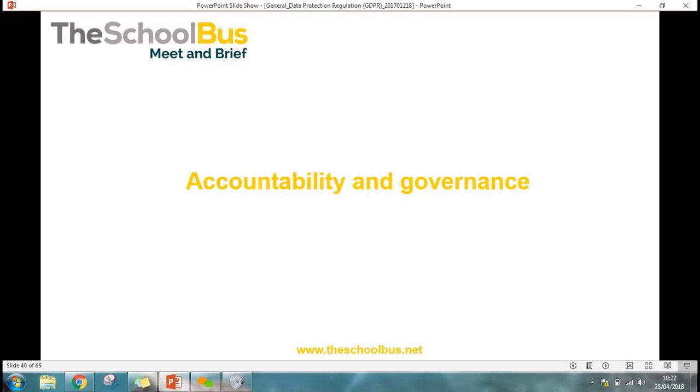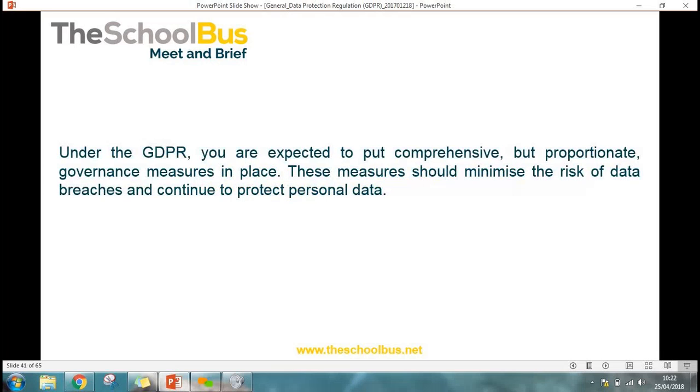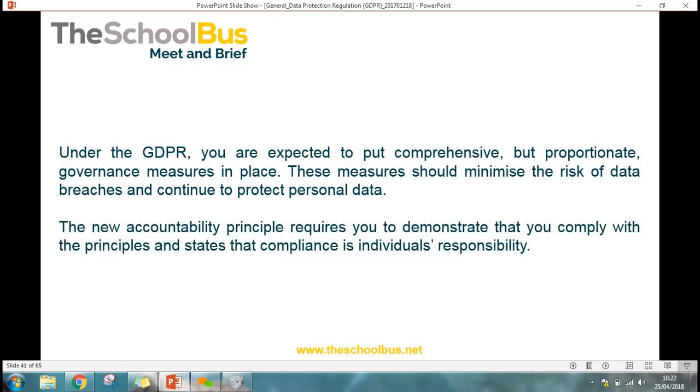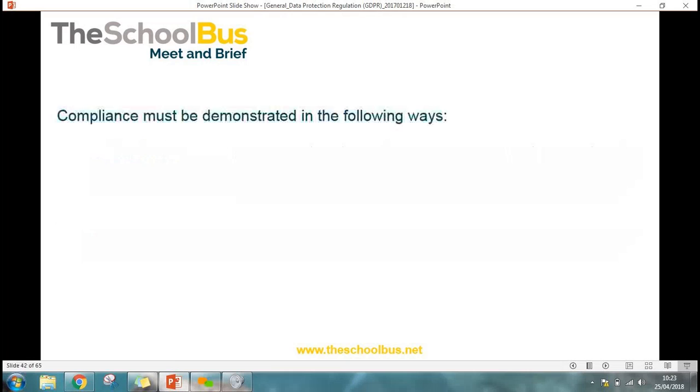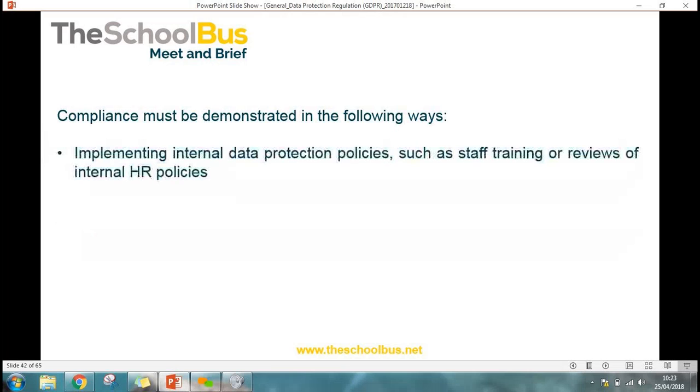Now we're going to move on to accountability and governance. Obviously under the GDPR, you're expected to put comprehensive but proportionate governance measures in place, and they can minimise the risk of data breaches and protect personal data. The new principles will require you to demonstrate that you comply with the principles, and state that compliance is an individual's responsibility. So these are a few ways in which you can demonstrate compliance.